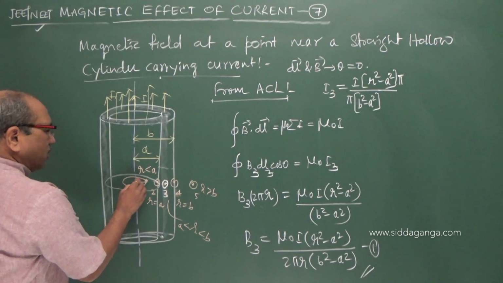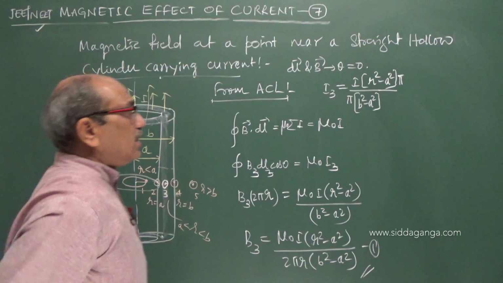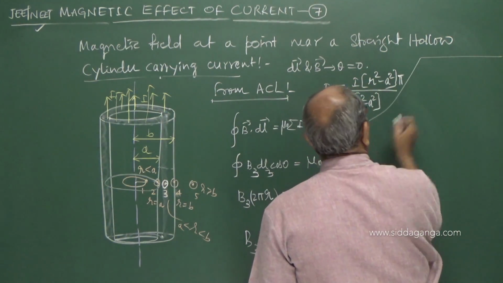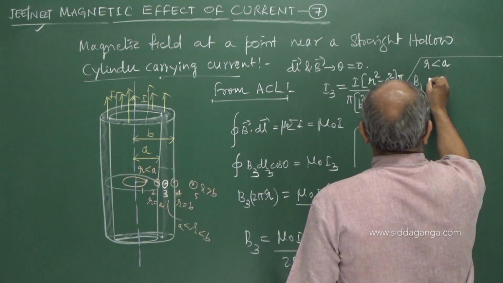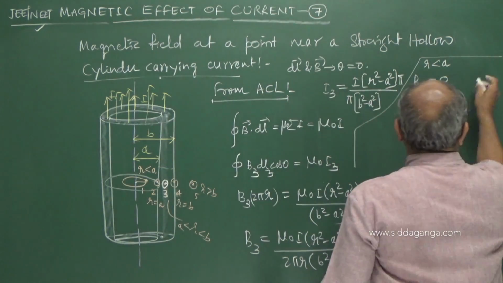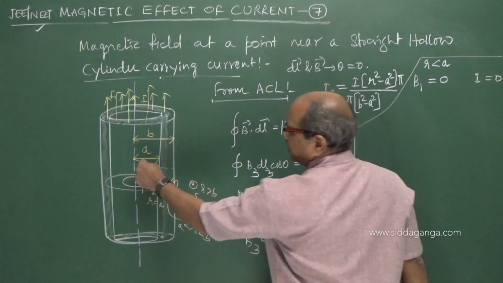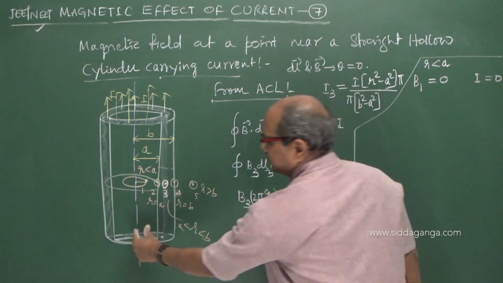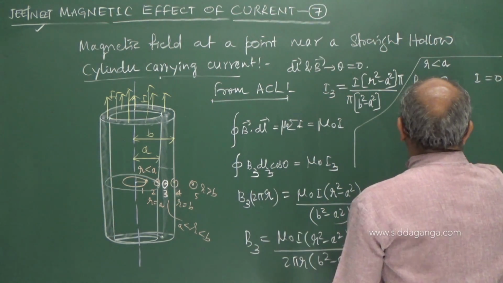This gives you the magnetic field at any point you require. Suppose you want it at the center or in open space inside the hollow space of the tube. Inside the hollow space, if I take B1 for which R is less than A, this becomes 0, because there is no current at all. I is 0, the equation becomes 0. There is no current in the R less than A part. No current, no magnetic field. This is an open space. Inside the hollow space, no current, field is 0.